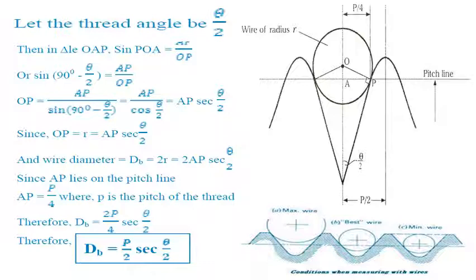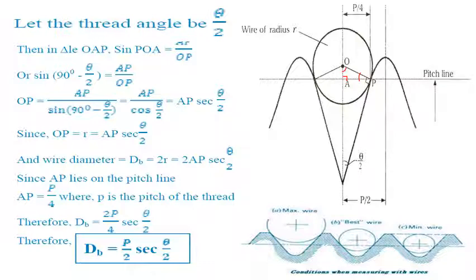Consider the triangle OAP. A right angle is formed here. If this is theta by 2, then this is 90 minus theta by 2, because this is 90 degrees. And when we consider this as a right angle triangle, this is already 90 minus theta by 2, so this also will become theta by 2.